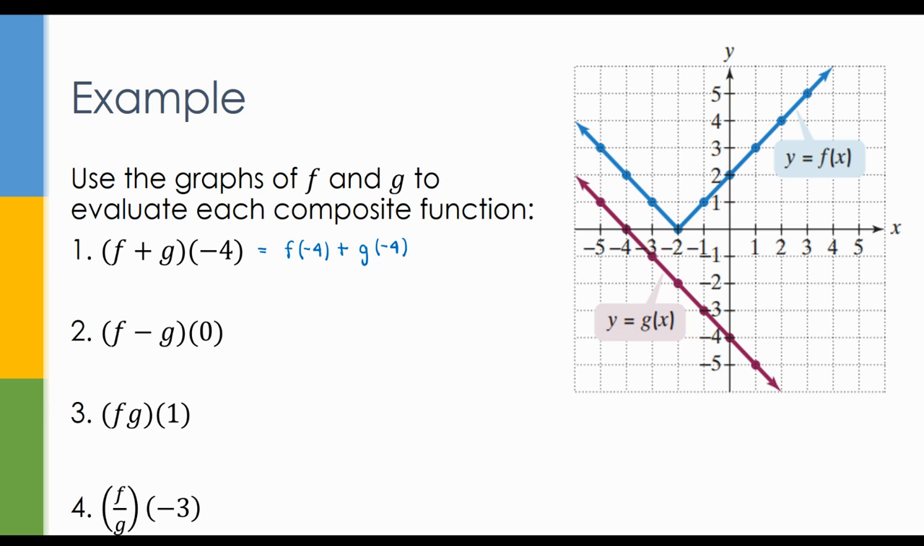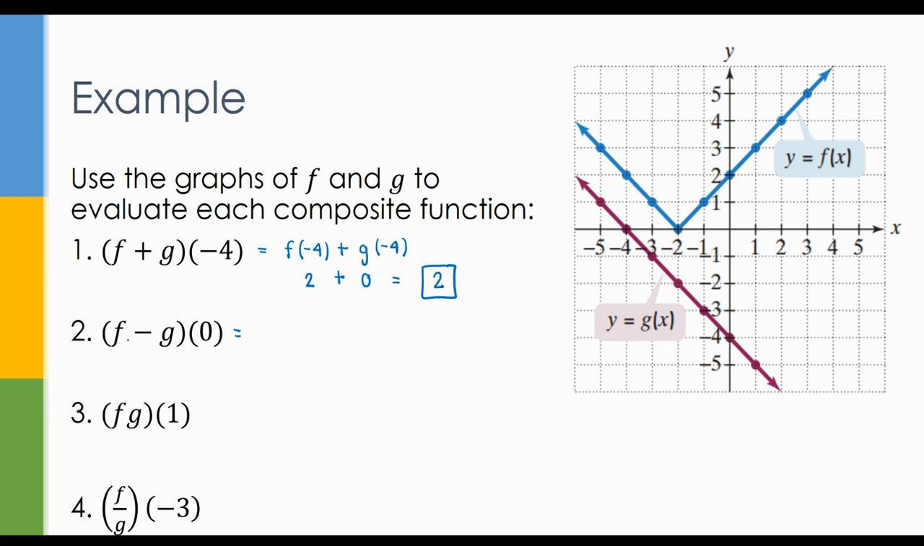We know how to evaluate f of negative 4. F of x is the blue graph. I go over to negative 4, and the blue point on that would be at negative 4, 2. So 2 is the first number for the f of negative 4. My purple is the g of x function, so I go over to negative 4, and it looks like that point is at 0. So I just need to add 2 plus 0, and so my answer would be 2.